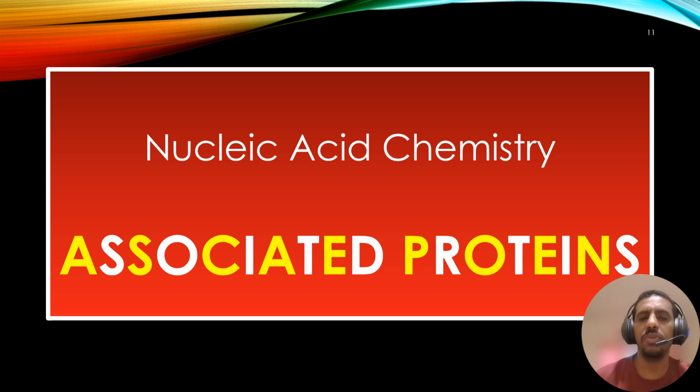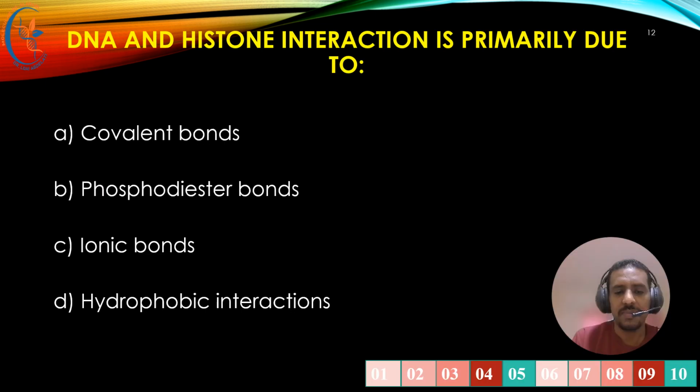Okay, now let's move on to the associated protein MCQ section within the nucleic acid chemistry part. All right. So the first question in this part says: DNA and histone interaction is primarily due to, see the options below.